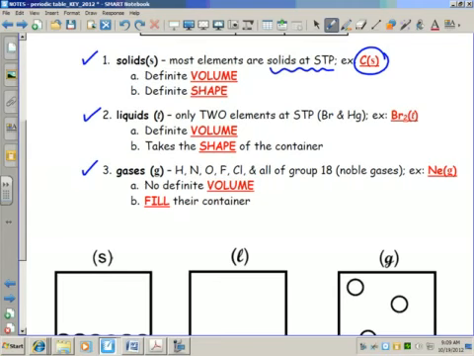And again, we talked about keying the periodic table for different things. We can key the periodic table for solids, liquids, and gases, at least the majority, as well as we can for metals, nonmetals, and metalloids. The liquids, only 2 elements are liquids at STP. They are bromine and mercury. One metal and one nonmetal.